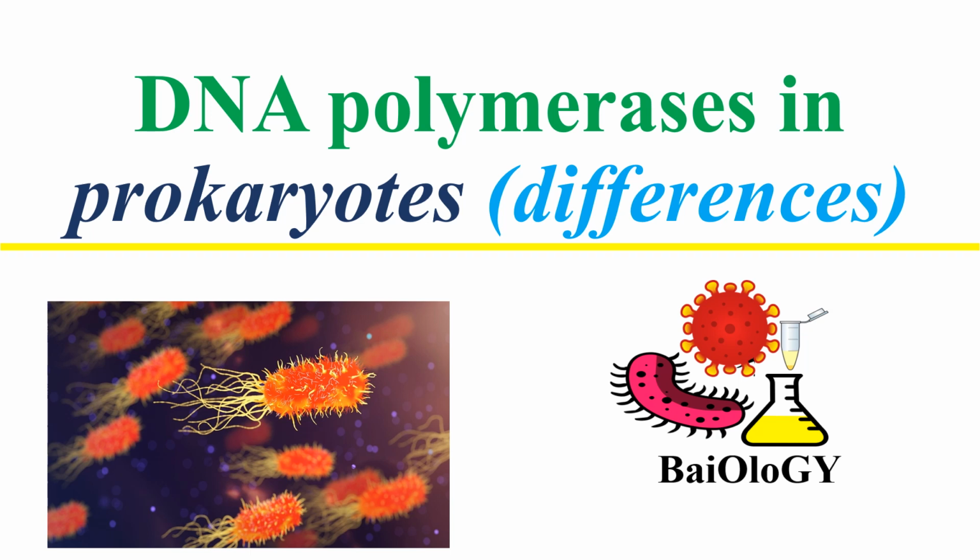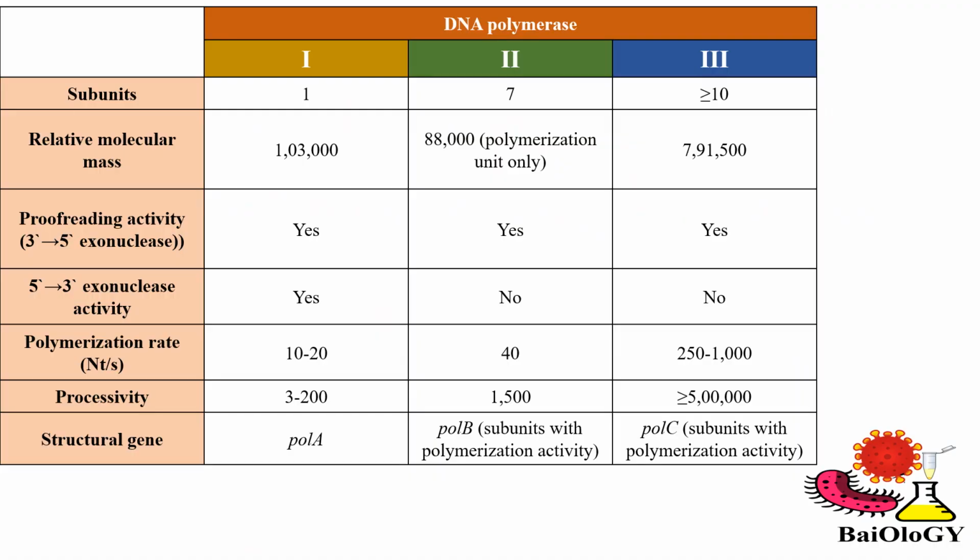In today's video, I'll be discussing the DNA polymerases in prokaryotes. I'll be discussing the differences between three DNA polymerases which are found in the prokaryotes like E. coli and other bacteria. Okay, let's go into these differences. I'll be discussing DNA polymerase 1, DNA polymerase 2 and DNA polymerase 3.